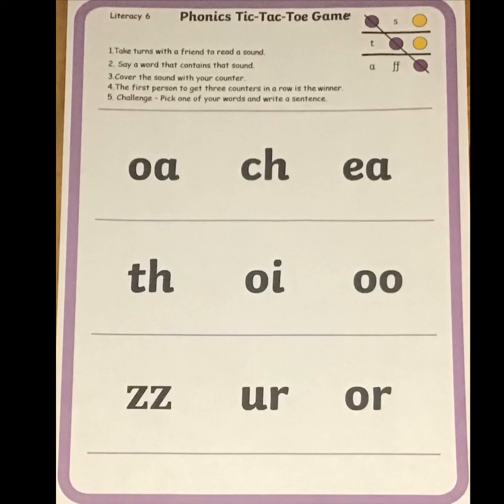Literacy 6 is similar to Literacy 1 activity in that this is a phonics tic-tac-toe game. The main difference between Literacy 6 and Literacy 1 are the sounds that the children will be practicing. The first person to win the game will be the person that gets 3 in a row, either across the way, going down the way, or diagonally.